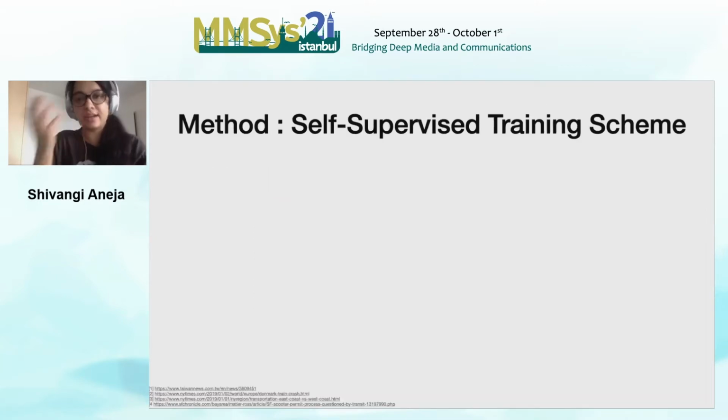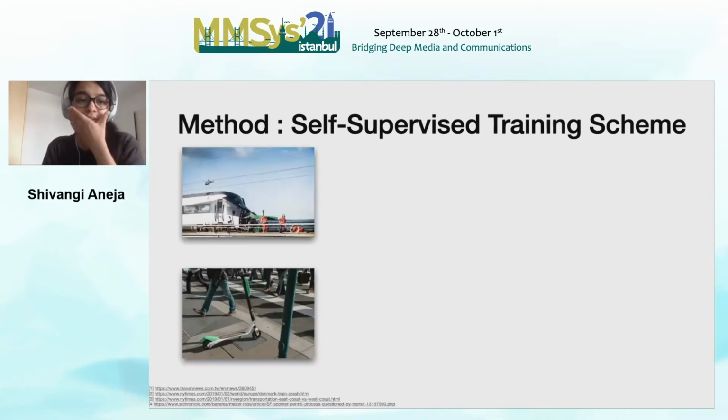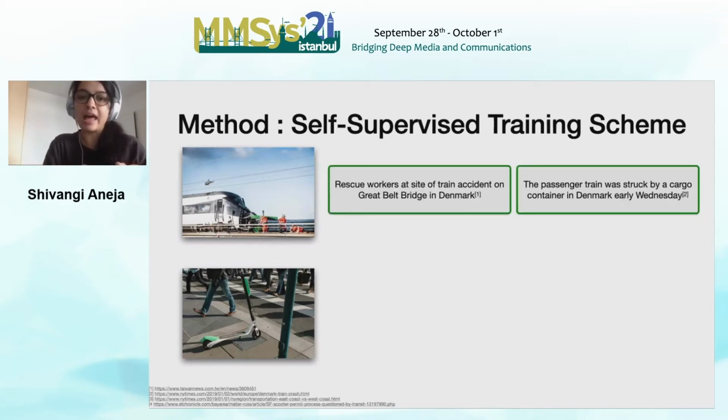And then there are two things. First, we have a training scheme, and our training scheme is self-supervised because we don't have these out of context captions for all the images in our data set. So we're trying to learn it in a self-supervised fashion. The way we do it is we collect a bunch of images, and then for each image we gather multiple captions.